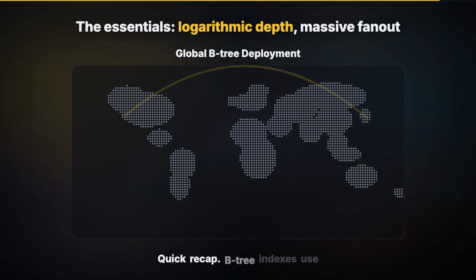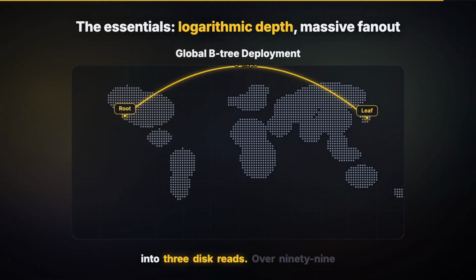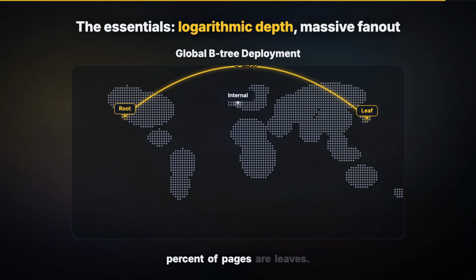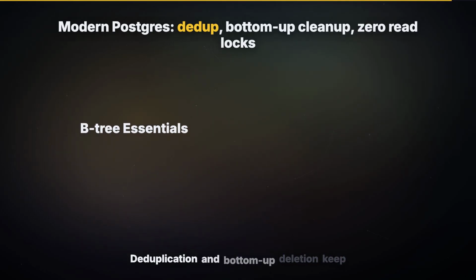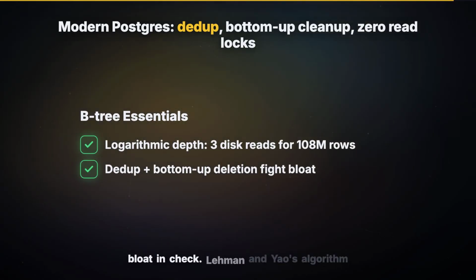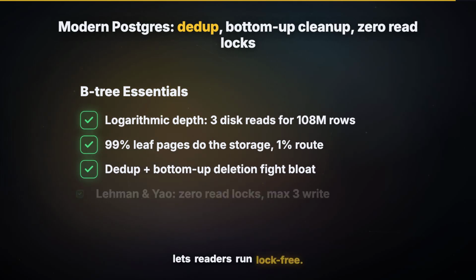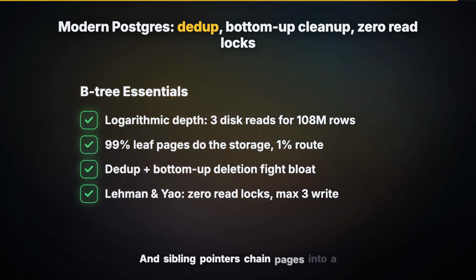Quick recap. B-tree indexes use multi-level pages to turn millions of rows into 3 disk reads. Over 99% of pages are leaves. Version churn and page splits cause bloat. Deduplication and bottom-up deletion keep bloat in check. Lehman and Yao's algorithm lets readers run lock-free. And sibling pointers chain pages into a doubly linked list for range scans.